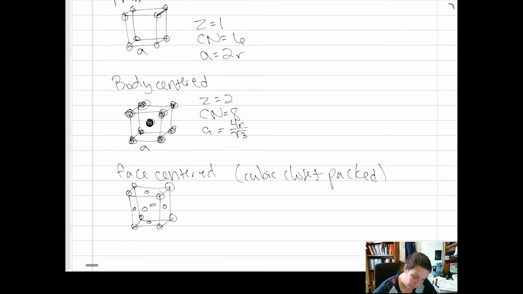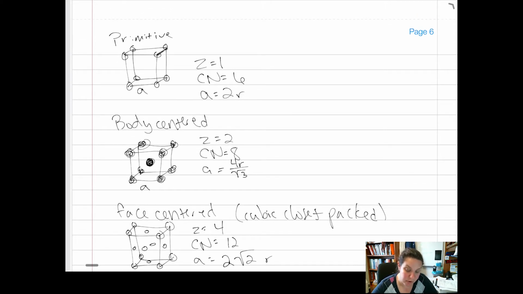So for our corner, we have a Z of 1. For our faces, we have a Z of 3. So we have a total Z of 4. Our coordination number here is going to be 12. And our edge length is going to be 2 square root of 2R.